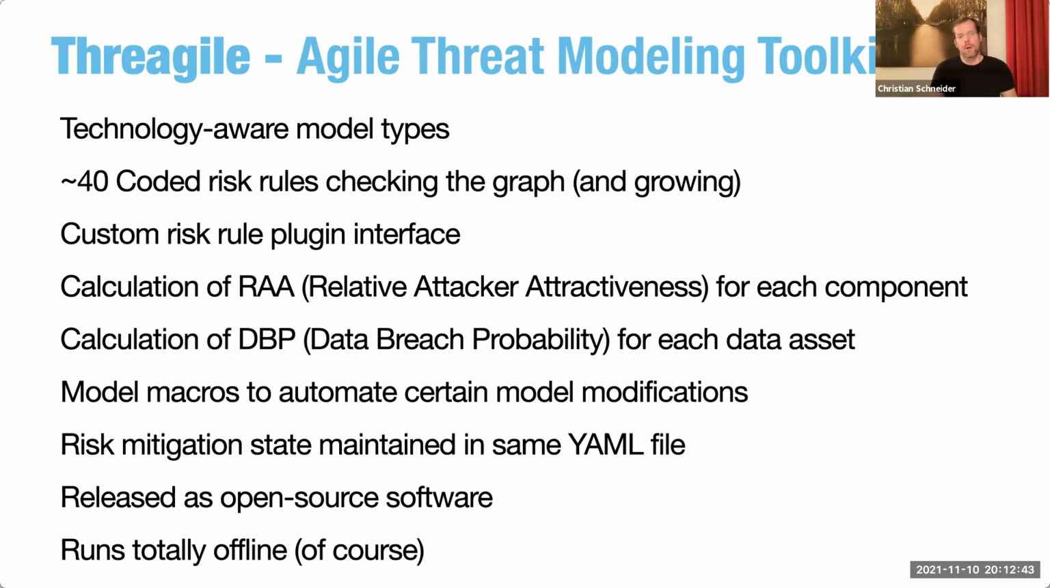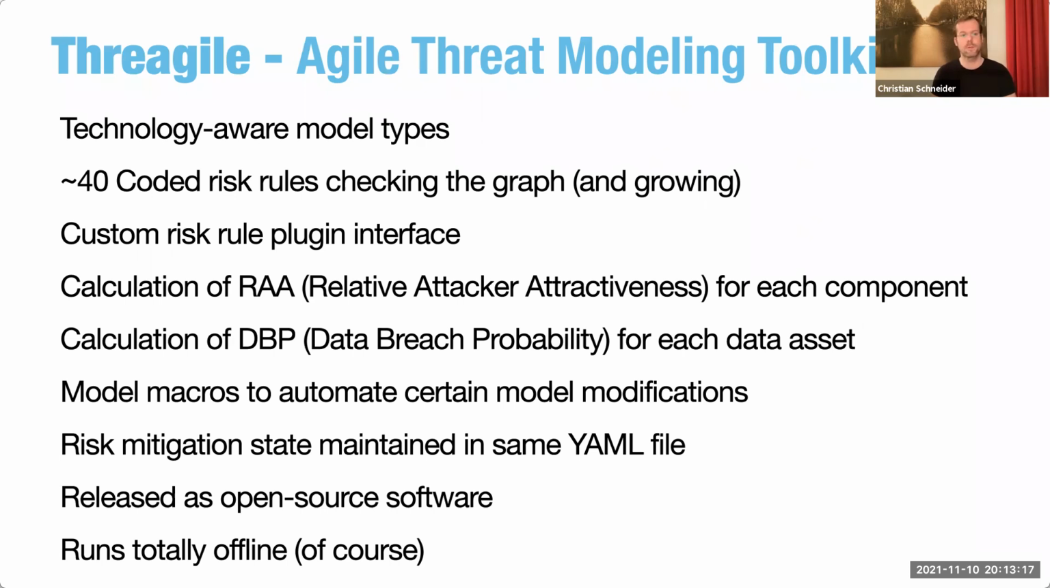So with Threagile, you are modeling in a technology-aware style. So it's more on the detailed side of modeling in terms of defining, for example, for a communication link, what protocol is being used, or for a component, what type of component that is, technically speaking: web server, message queue, database, stuff like that. And there are over 40-ish risk rules, continually growing, that check those model elements, the model graph, for those risks or these potential threats.